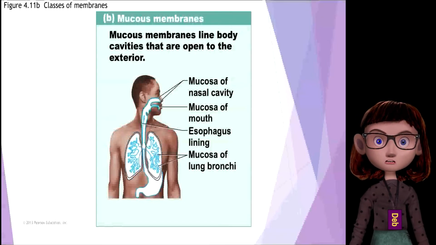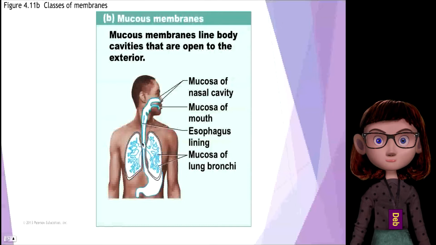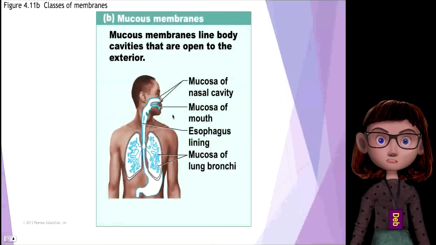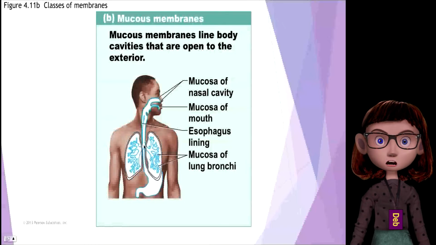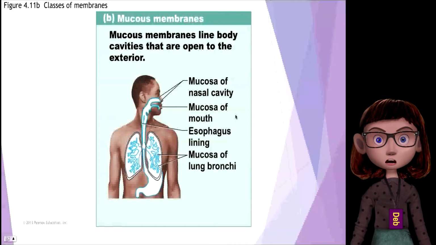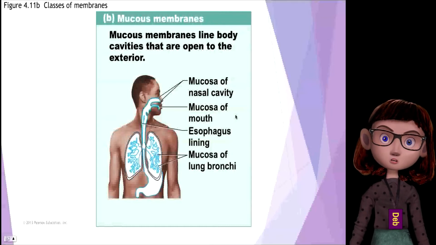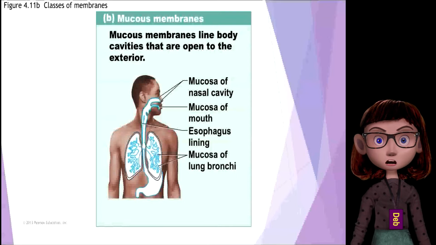We have the mucosa of the nasal cavity, and it continues down through the respiratory tract. And then we have the mucosa of the mouth, the esophagus, and throughout the gastrointestinal tract. We also have mucous membrane on the urinary system, and also parts of the reproductive systems.